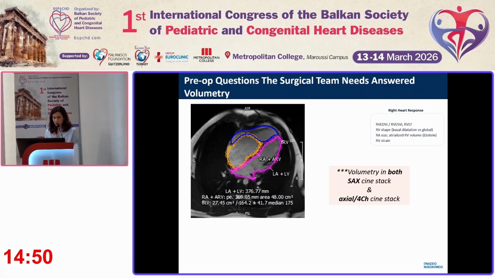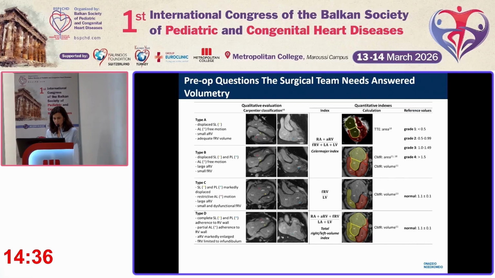Due to the altered geometry, particularly in Ebstein's, the volume should be confirmed in two different planes by taking multiple slices, both in short axis and axial or four-chamber cinestack acquisitions. And there are several qualitative and quantitative indices to appreciate globally the functional portion of the RV.